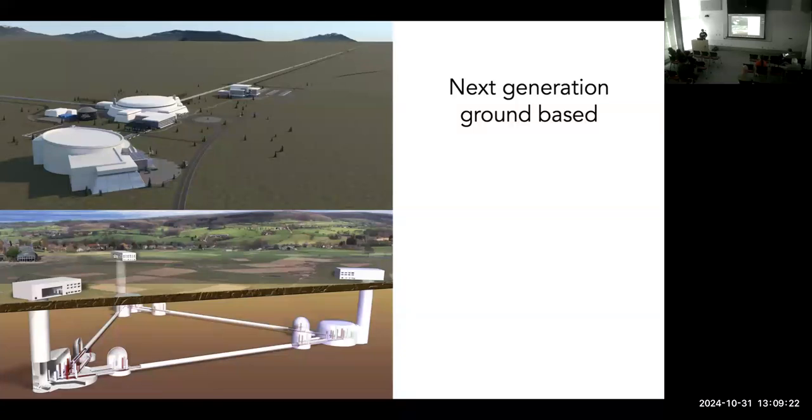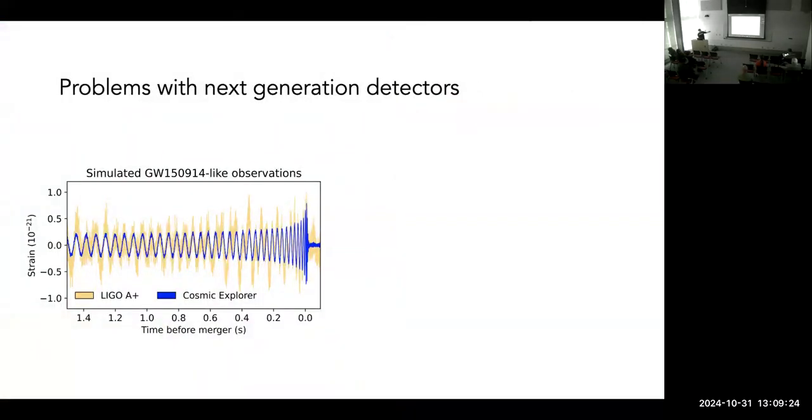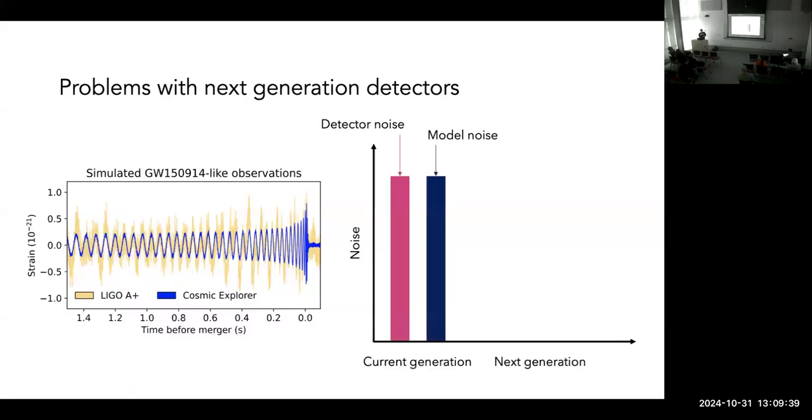It's truly impressive. Here you can see a comparison between LIGO A+, which is a slightly upgraded version of the current detectors, and what the signal would look like for the next generation detectors. So it's a massive difference. Currently we have some model noise that could create biases, but it doesn't assume the detector noise. At the moment, they're not a problem. We're still mostly bothered by detector noise.